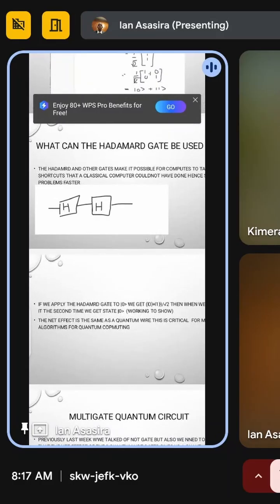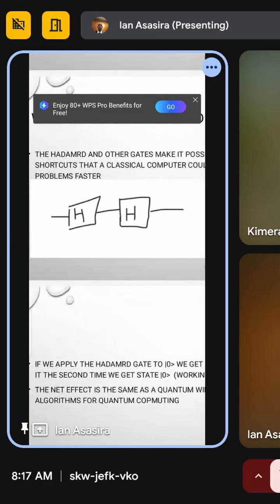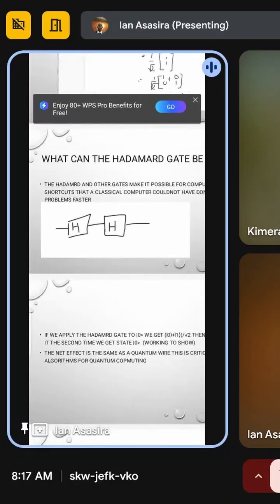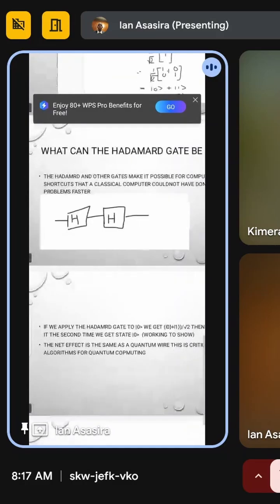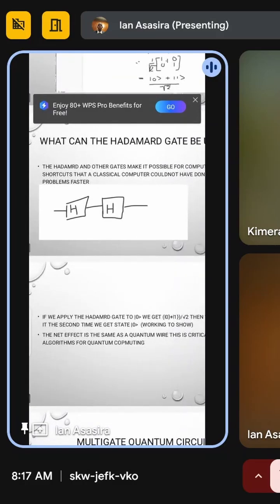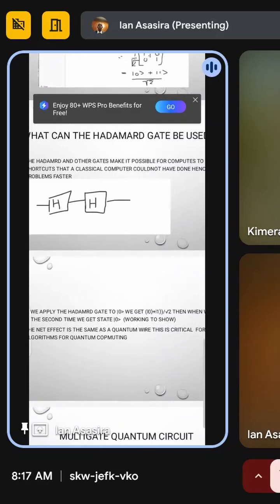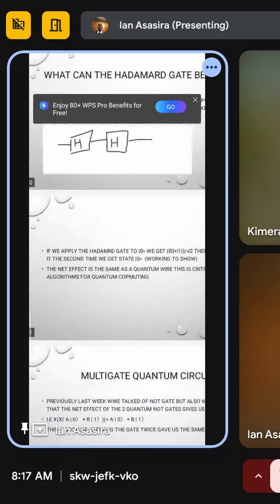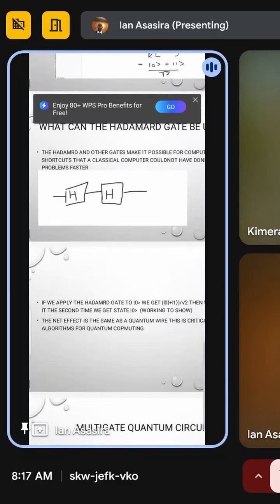So in this diagram, we have two gates put together. What they're telling us is that when you put these two gates together, you get a quantum wire. So the net effect is the same as a quantum wire. This is critical for many algorithms in quantum computing. So that's the end of the Hadamard gate.